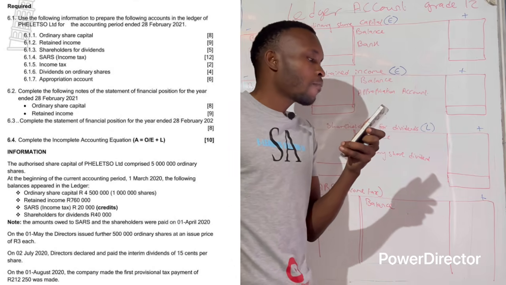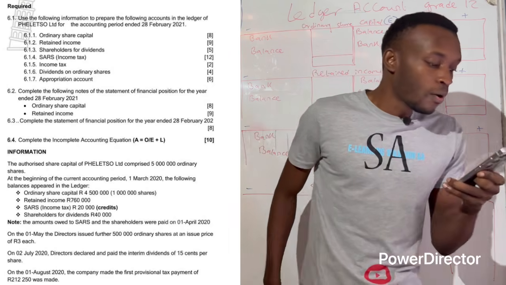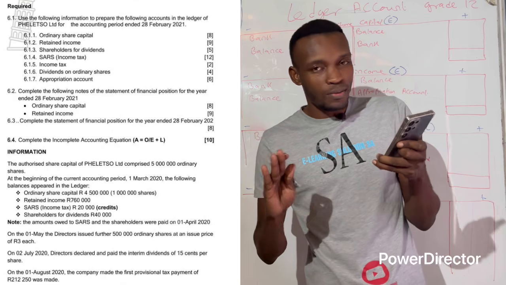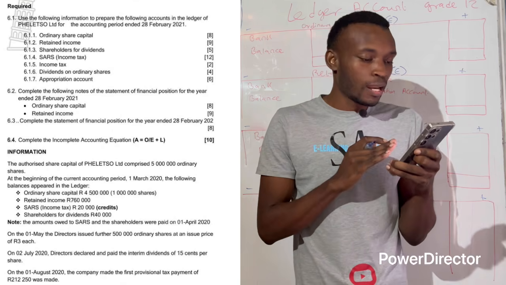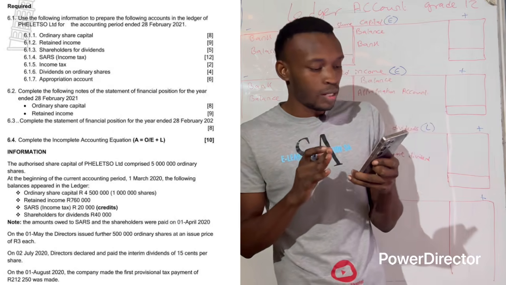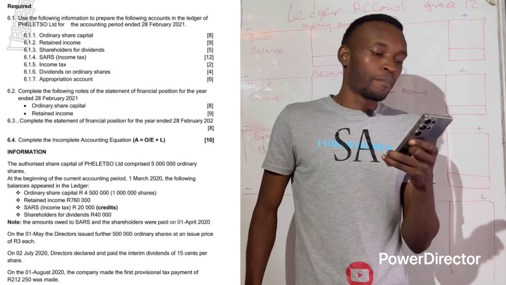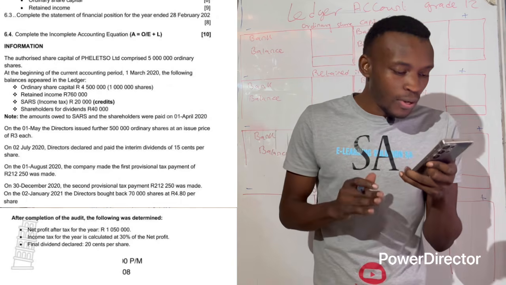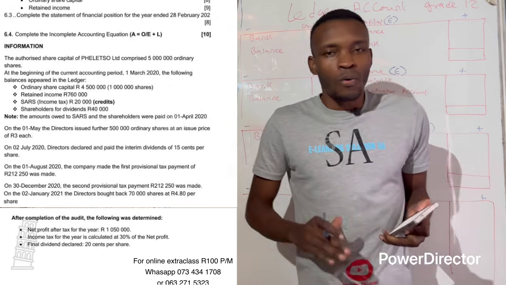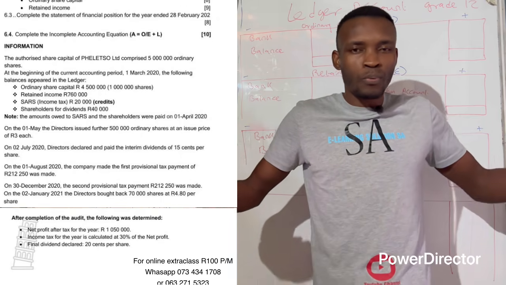Use the following information to prepare the following accounts. I'm not going to read. This is the account. After that, they're going to ask you about the notes. The notes are not for today. Step by step. Then after that, the income statement and balance sheet, not for today. And the accounting equation, not today, but the other video is coming. Then after that, the authorized share capital of Pellet Ltd comprised of 5 million ordinary shares. Once they say authorized, it's like to authorize, to approve.